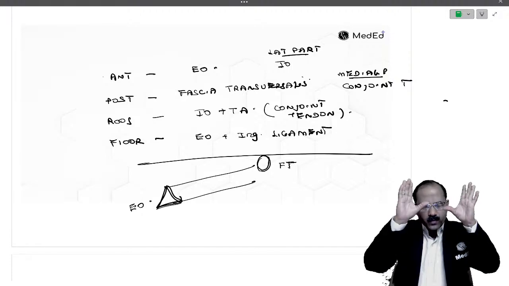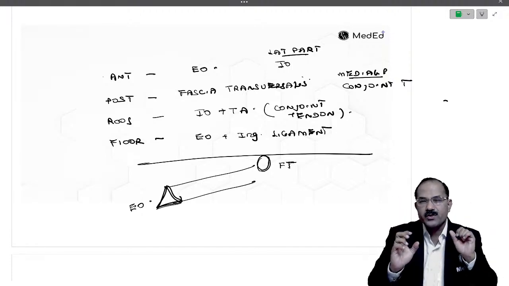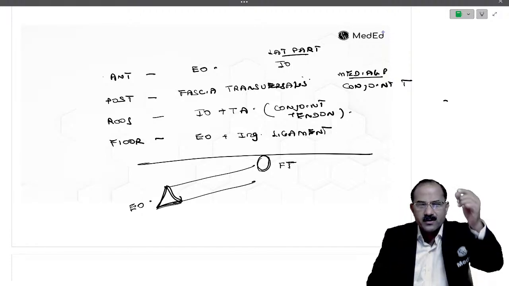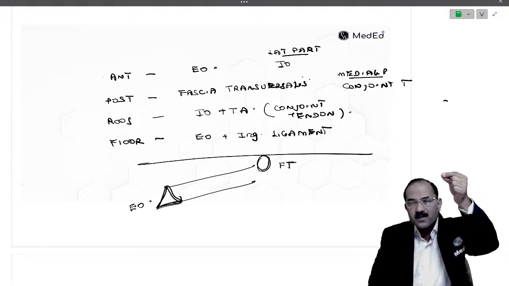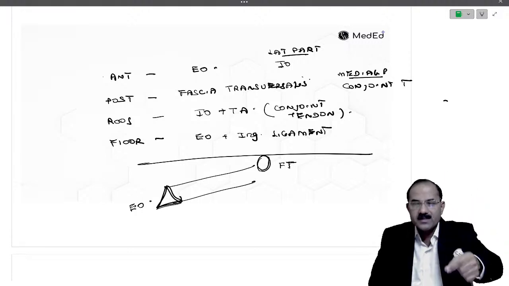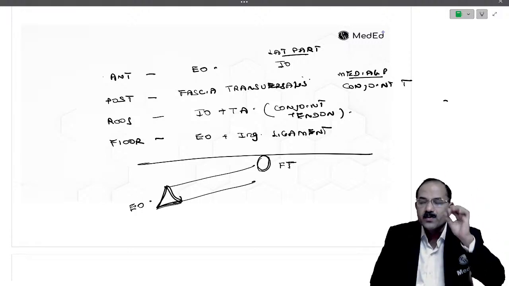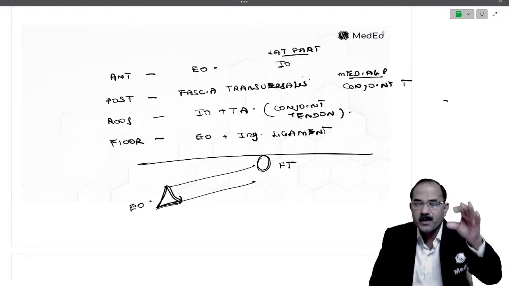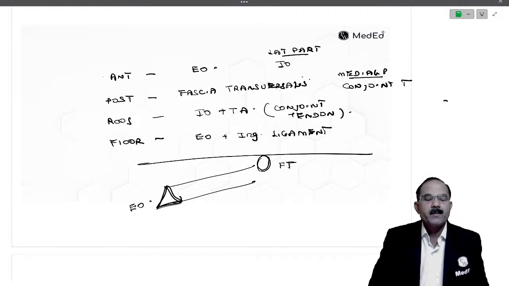Okay, so what are the contents of the spermatic cord? Students, a very important viva question. The moment you hold the testis, for side identification of the testis, what is the examiner going to ask you? What are the contents of the spermatic cord?